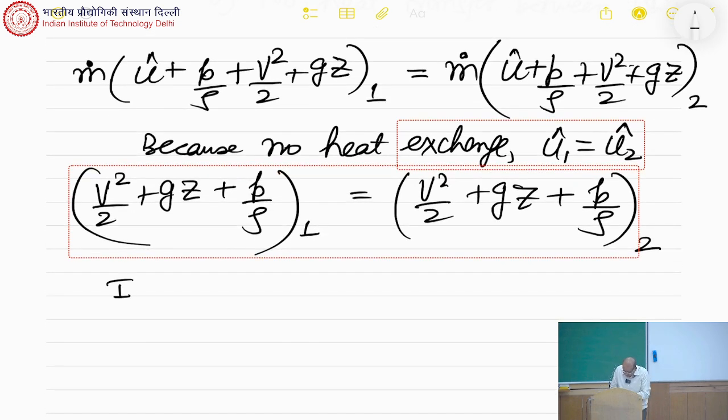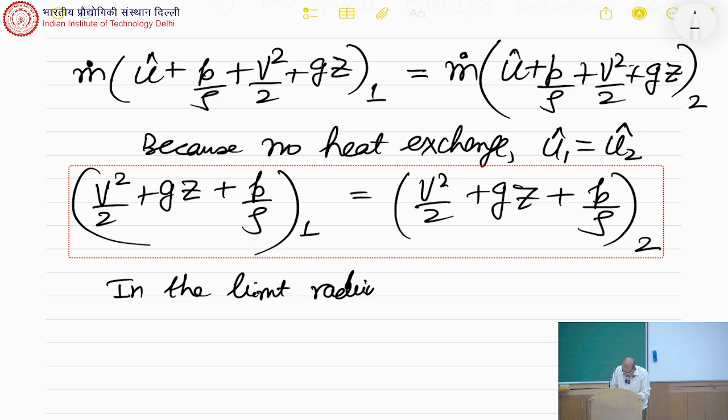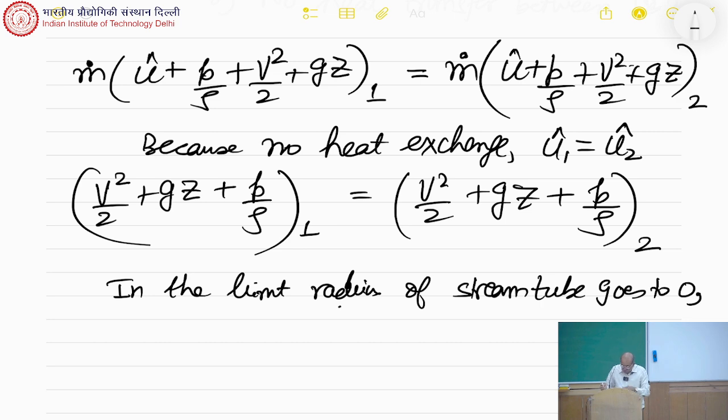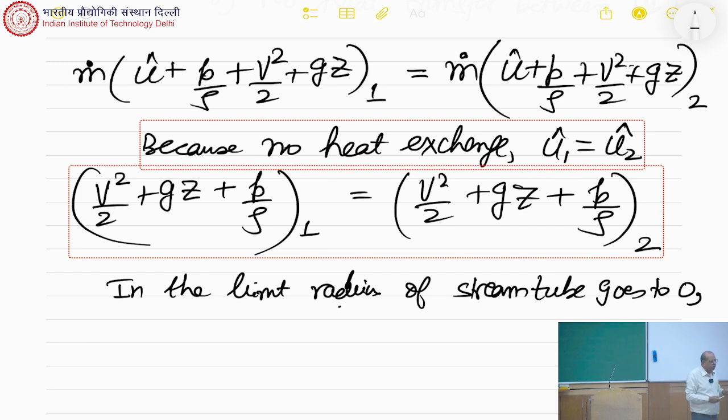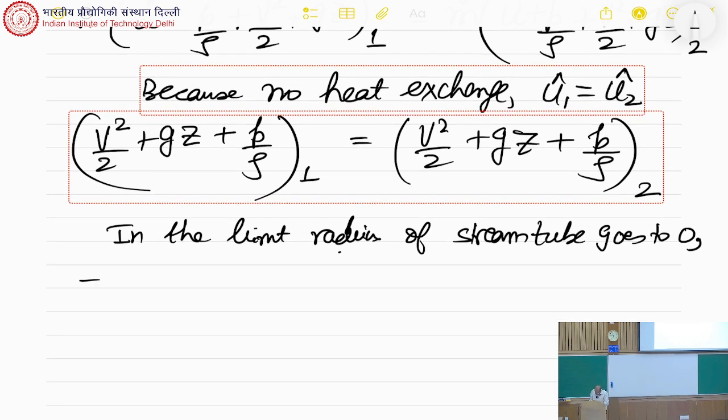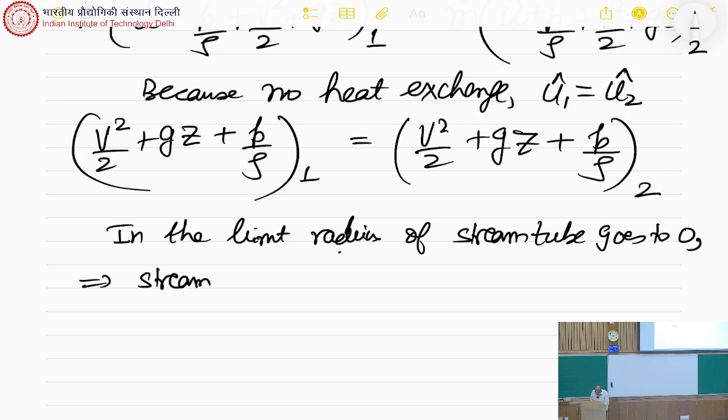And in the limit, the radius of the stream tube goes to 0. If the radius of the stream tube goes to 0, what happens to the stream tube? It becomes a streamline. If the radius of the stream tube is made smaller and smaller, the stream tube becomes a streamline.